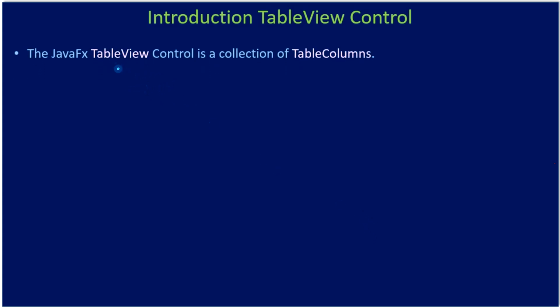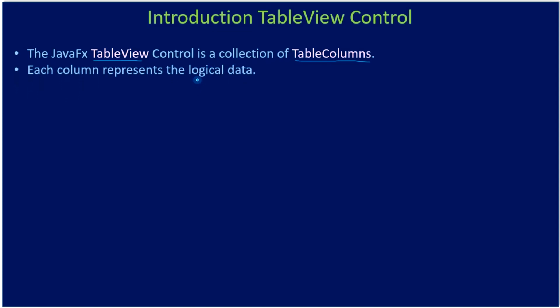The JavaFx table view control is a collection of table columns. So there's a control called table view, and the table view is a collection of table columns. That means table view is the parent, and the parent contains one or more children of type table column.